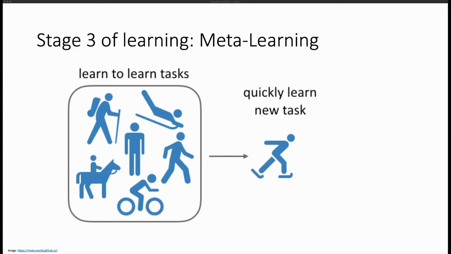And the third stage of learning is meta-learning. So the agent learns in train time to hike, stand, run, and in test time the agent learns a new task very quickly, for example ice skiing. In this work we want to focus on stage 3 of learning, meta-learning.